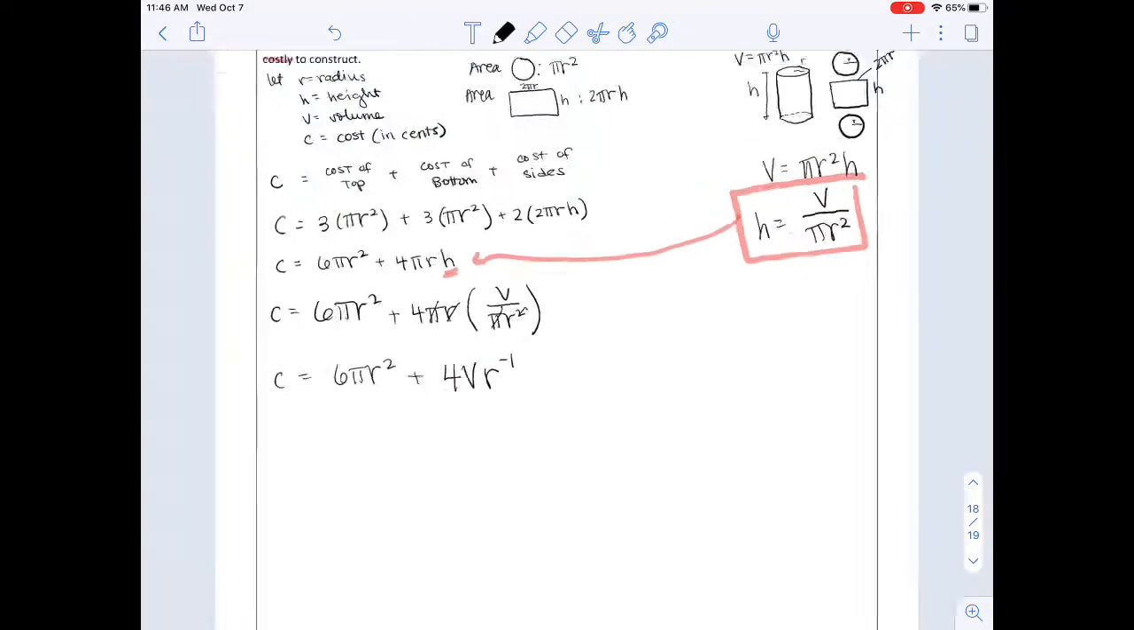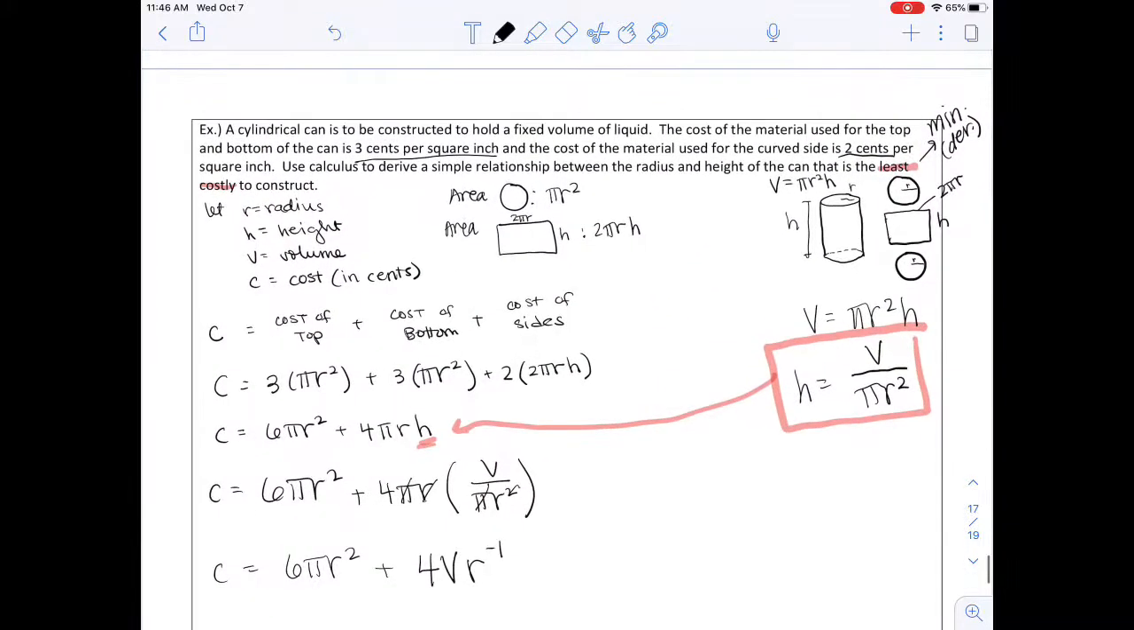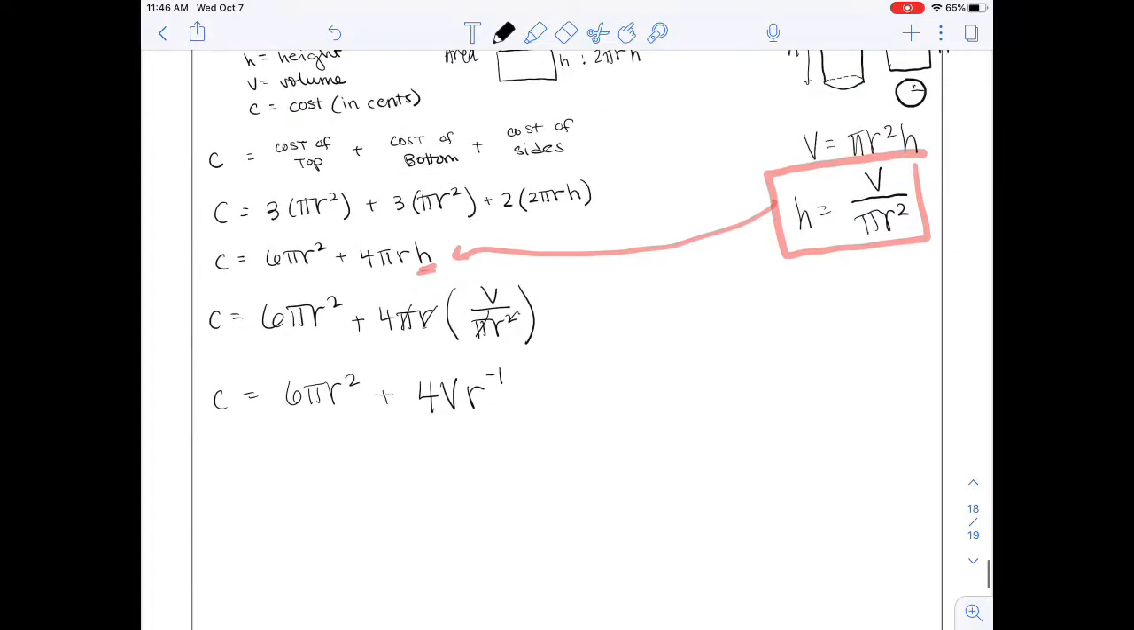Now back up at the words, you will notice that it holds a fixed volume of liquid. And so that means that volume is fixed, and fixed means that it is a constant. That means it's not a variable. And so when we take a derivative of our cost function, you can think of it as just like a number. So 6 pi r squared, taking the derivative with respect to r, is going to be 12 pi r plus, and then we're going to multiply by -1 out in front. That's going to become -4. V is just a constant, r to the -2nd.